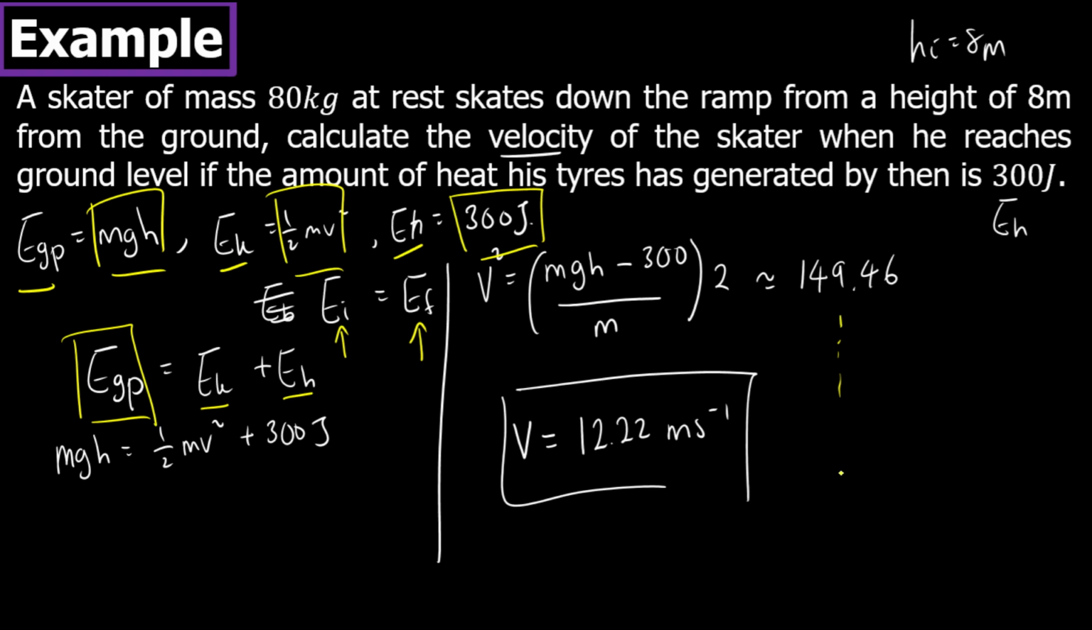Just to clarify, I have m equals 80 kilograms, g equals 9.81 meters per second squared, and height equals 8 meters.